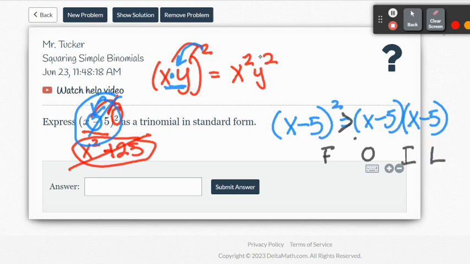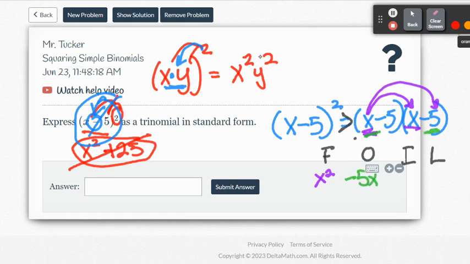It's just double distribution is the other name for it, where I take the firsts, which is the x times the x, those are the firsts, and I multiply them together. X times x is x squared. And then I multiply the outers. That's the x times the negative 5. And that's going to give me negative 5x.